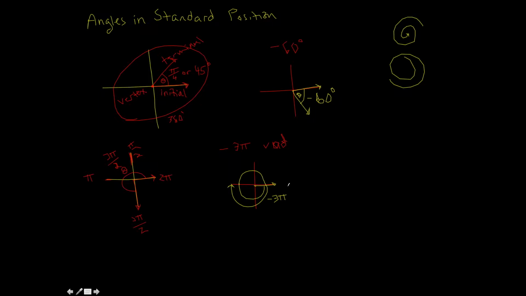Now, if you want to know in terms of degrees, just use your conversion factor, change negative 3 pi to degrees, and you'll figure out very quickly that it's negative 540 degrees. That means we go around once, because that's 360, and then another 180 would be 540. So that's our negative 540 if you were to change that back to degrees.